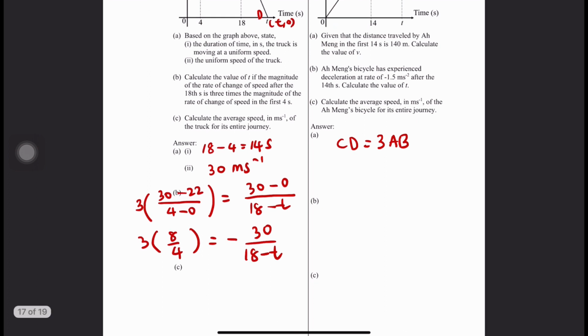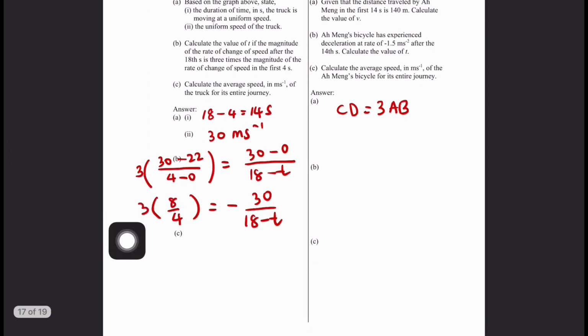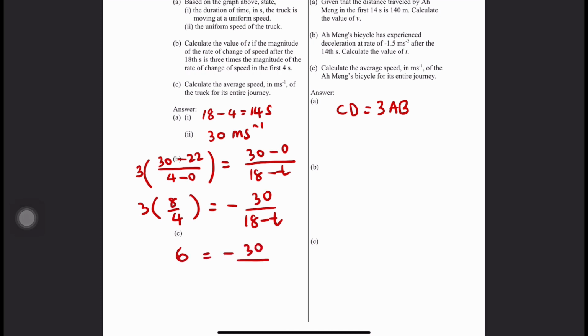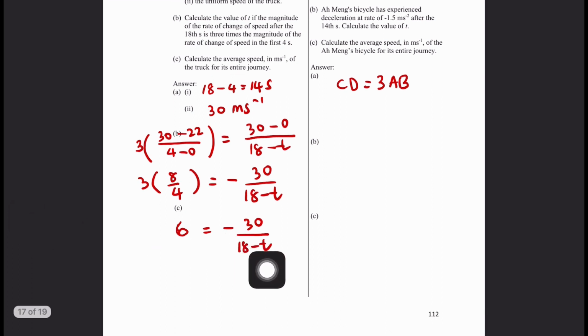Okay, and then this part kita simplify, kita akan dapat 6. So 6 equals to negative 30 divided by 18 minus t. Okay, so next section ni kita nak buat. So yang bawah ni naik atas, yang atas turun bawah. Boleh tak? Ataupun tak perlu, kita kembangkan.